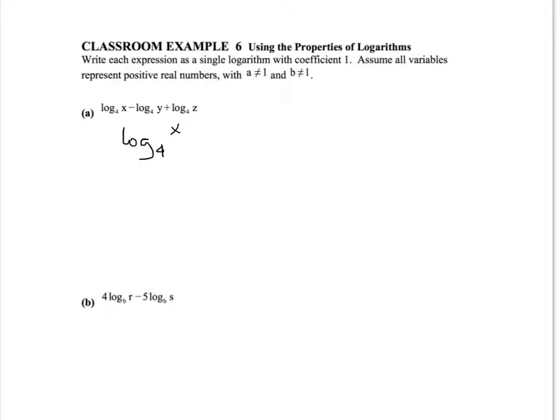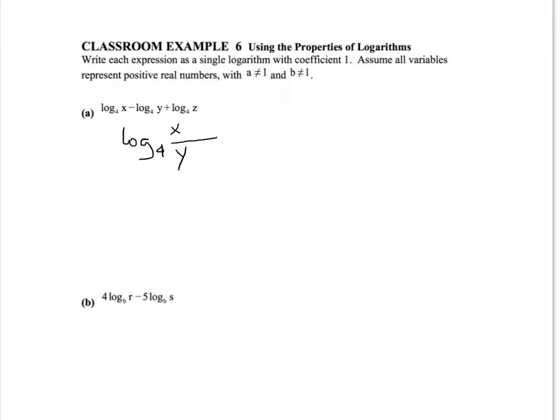There wasn't a minus sign in front of it. But then I see a minus sign. What follows log base 4 with that minus sign? It's a y. And that tells me I need a y to go in the denominator. Anything that had a plus sign in front goes on top. Anything that had a minus sign goes on the bottom.